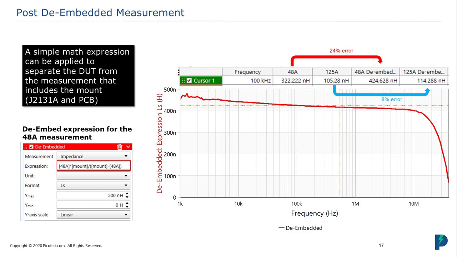I compared 4 data traces here. So I have data at 48 amps embedded and not de-embedded, and I have it at 125 amps de-embedded and also not de-embedded, partly because I wanted to show that that de-embedding equation was right. You can see that at 424 nanohenries, we're off by about 24%, and at 100 nanohenries, we're only off by about 8%. But we can also get rid of that inaccuracy using the math expression.